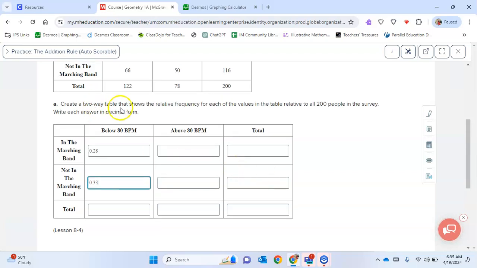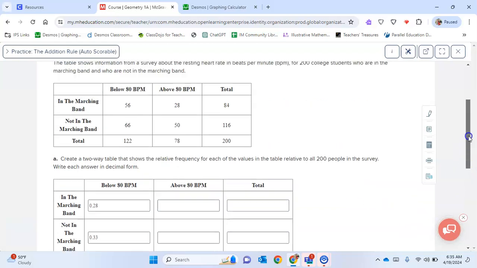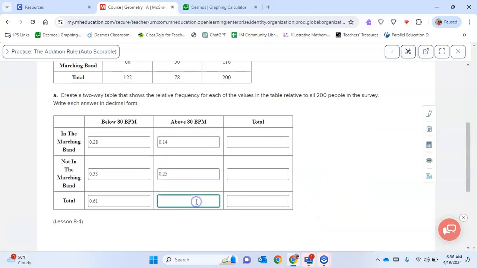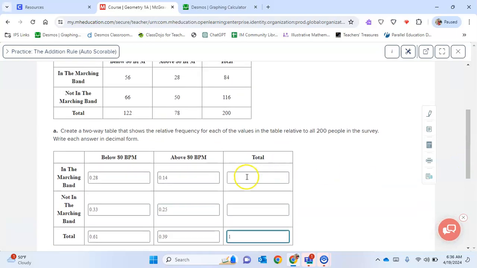Half of 122 would be 61, 0.61. Half of 28 would be 14, 0.14. Half of 50 is 25, 0.25. Half of 78 is 39, 0.39. Half of 200 is 100. 100 divided by 100 is 1. Half of 84 is 42, 0.42. Half of 116 is 58, 0.58.